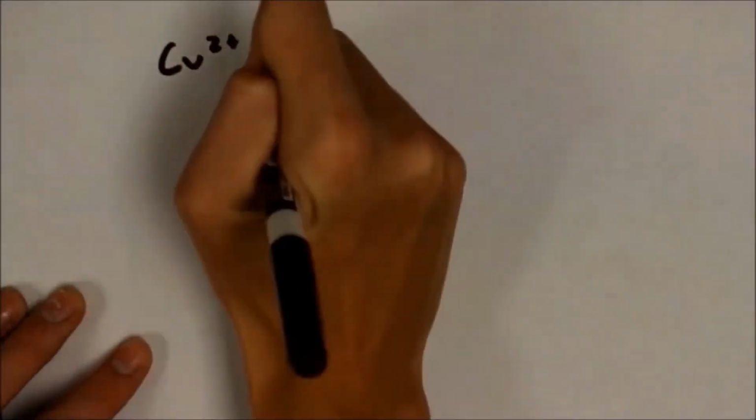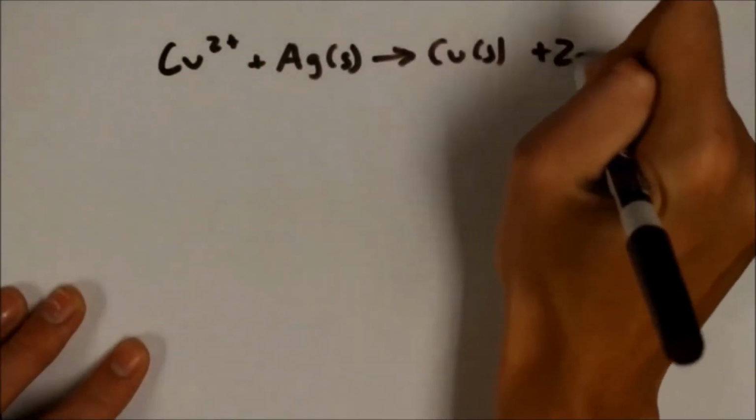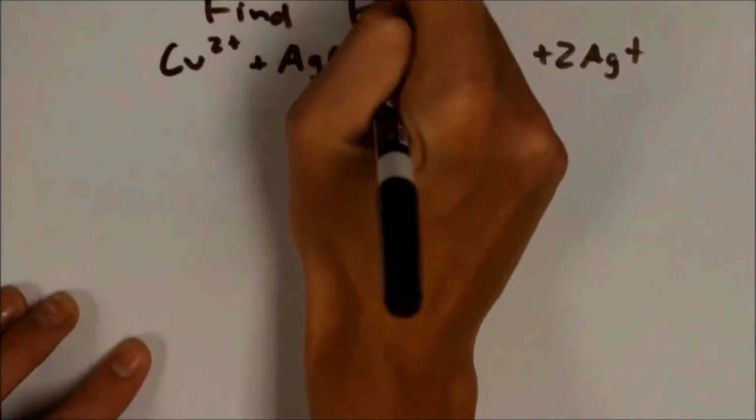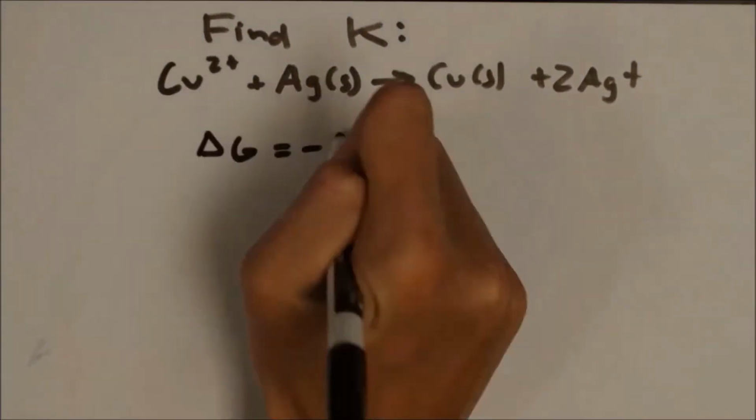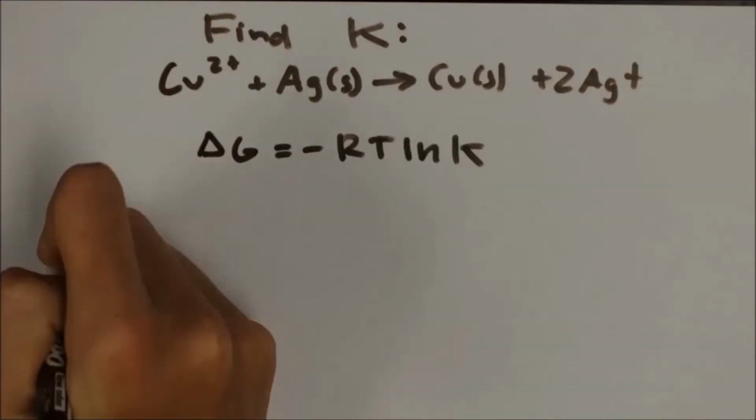For this example, we'll be finding the equilibrium constant for this reaction of copper and silver. Now, it's important to note that this equation was derived from the earlier one because at equilibrium, the free energy at that given instant is 0. So you have your standard free energy is equal to negative RT times the natural log of K.